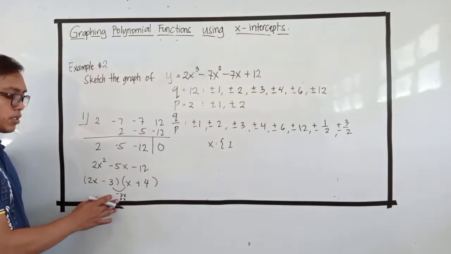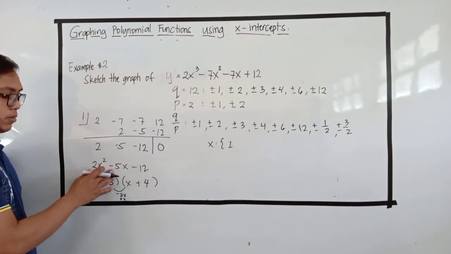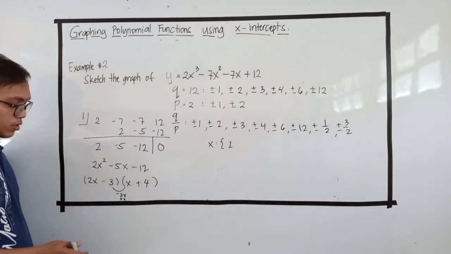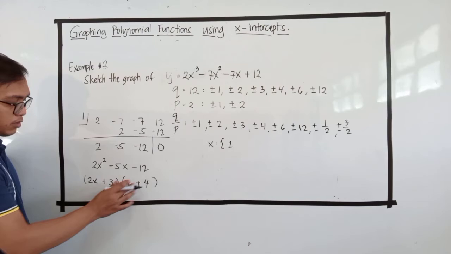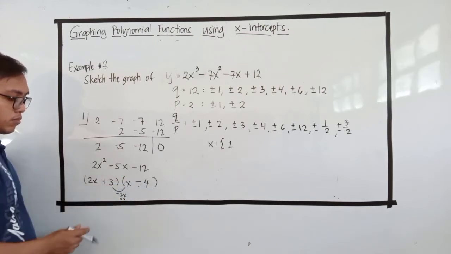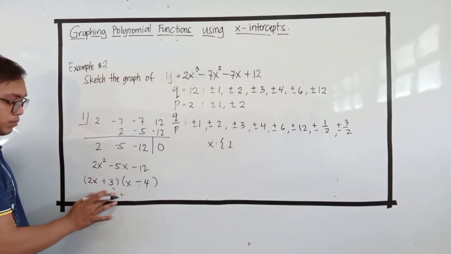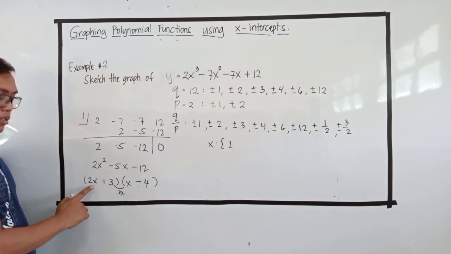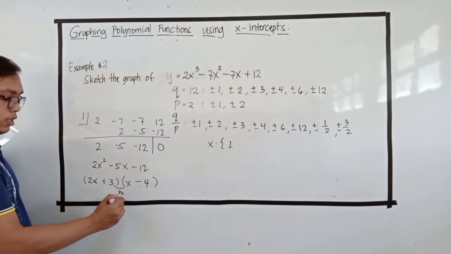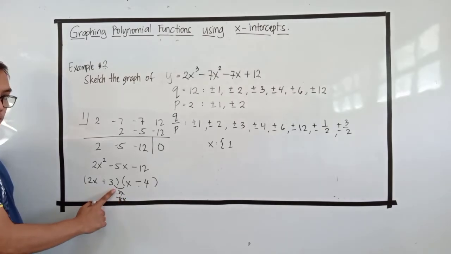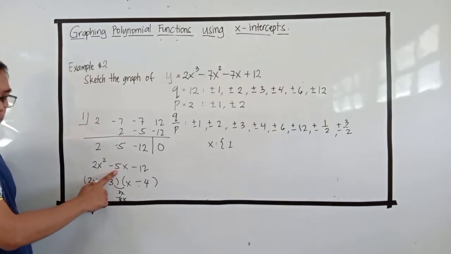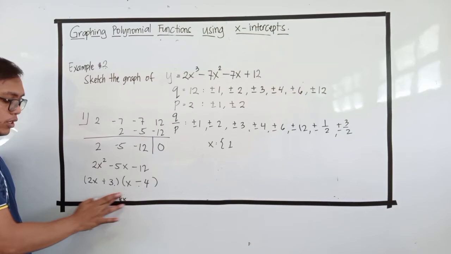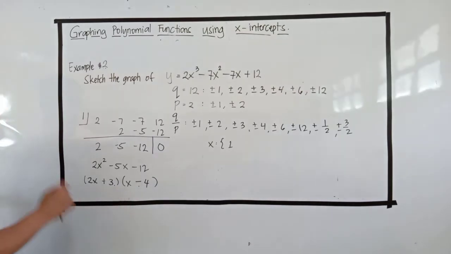So, -3 plus 8 is positive 5. We need negative, so we need to interchange the sign. Let's try it again. 3 times x here is 3x. 2 times -4 is -8x. -3 minus 8 is -5. So, we are now sure that these are the factors.